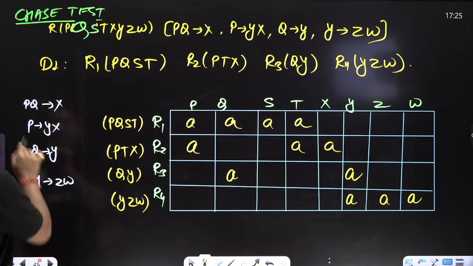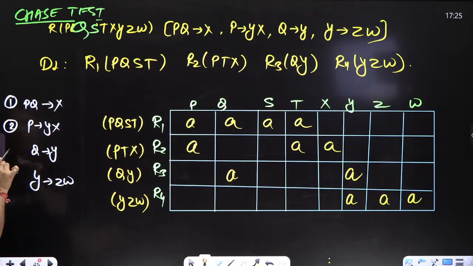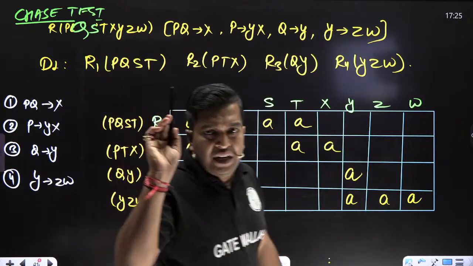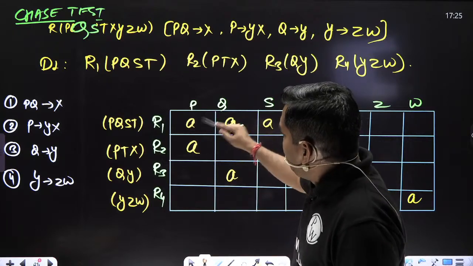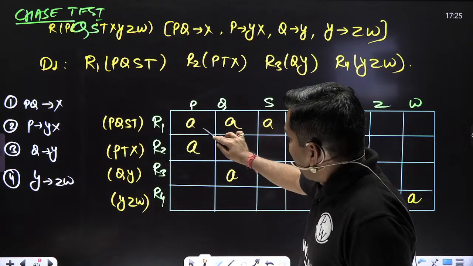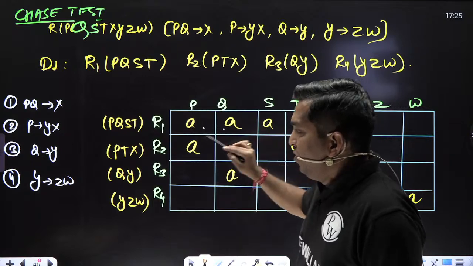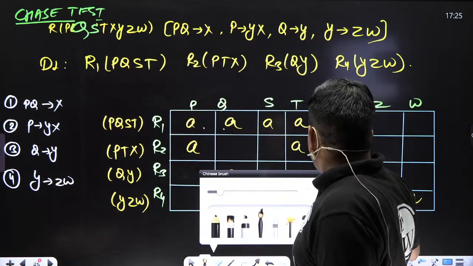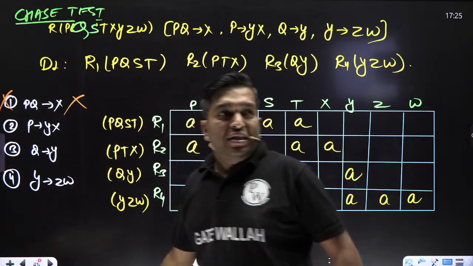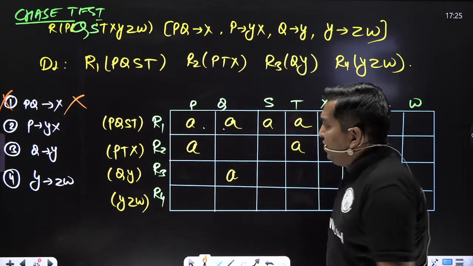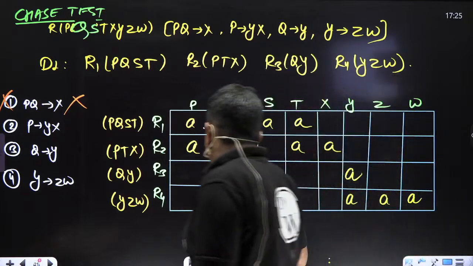Now first I am taking FD number 1. Can we consider FD number 1? PQ determines X. Can we have two PQ values the same? No, we are getting only one PQ value, not the same. You can't apply this FD. Now can we have P value 2? P2YX, my dear.